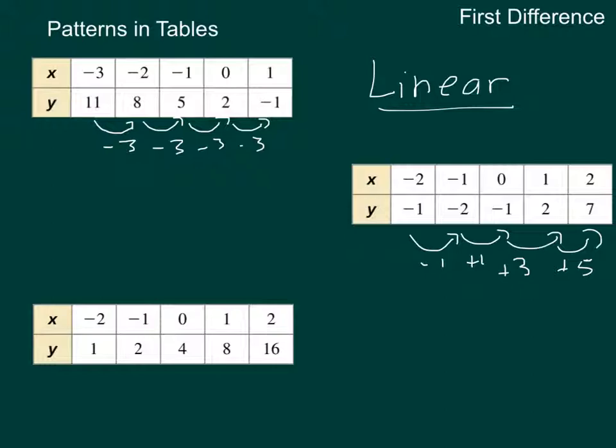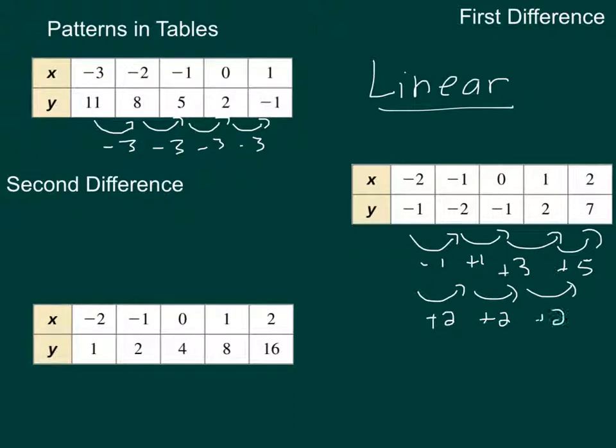These are not constant, so this is not going to be linear. It's not a constant rate of change. And so what I can do is I can actually look at the second difference. What I do is I just take the differences of the first differences. So I have 1 minus negative 1 is 2. 3 minus 1 is 2. 5 minus 3 is 2. So my second differences are all the same. And whenever that's the case, I'm going to be working with a quadratic function.